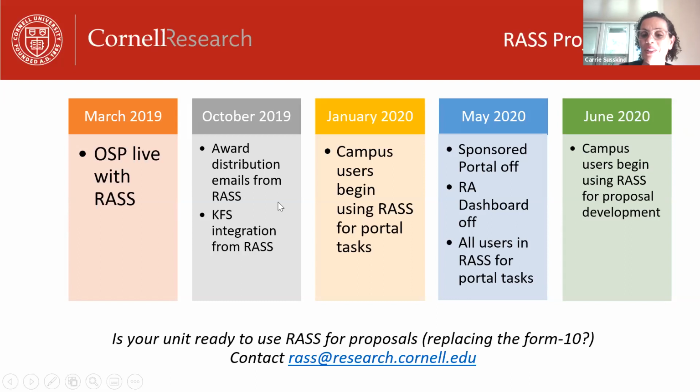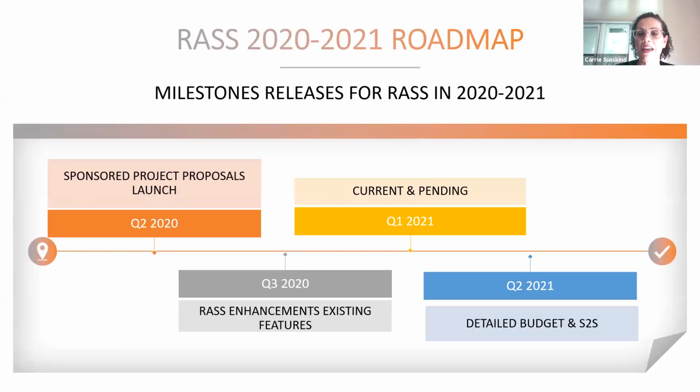I just have a little note down here that if you're not currently using RASS for that purpose and you're ready to start using RASS for that purpose, we would love to hear from you. So if you could send us an email at rass@research.cornell.edu, that would be fantastic. And we can work with you to get some training and get you scheduled to begin using RASS for proposals. So that's where we've been.